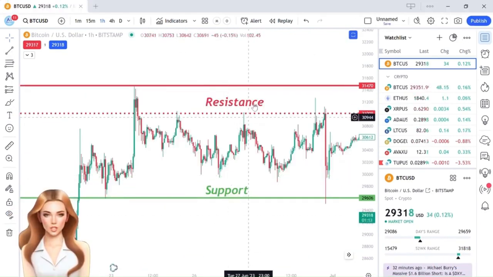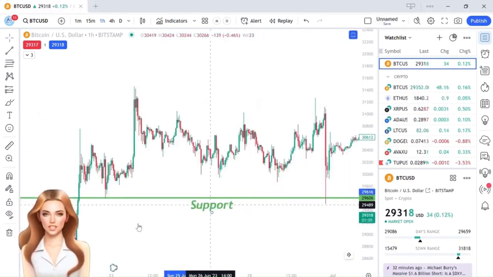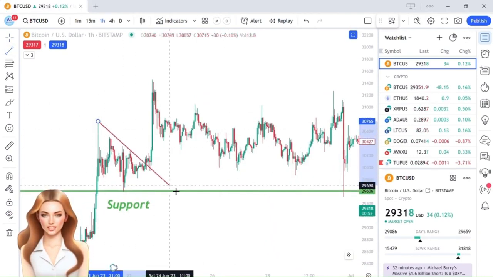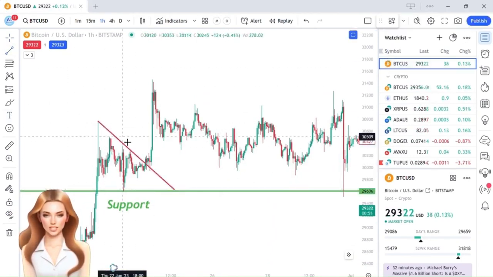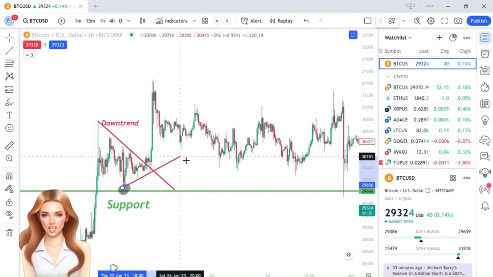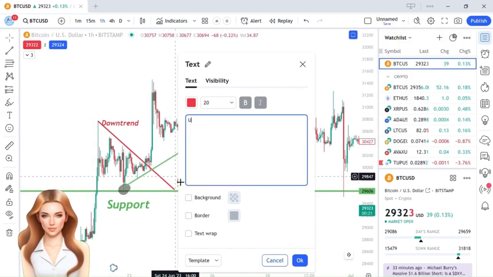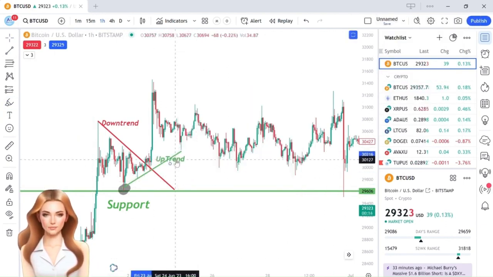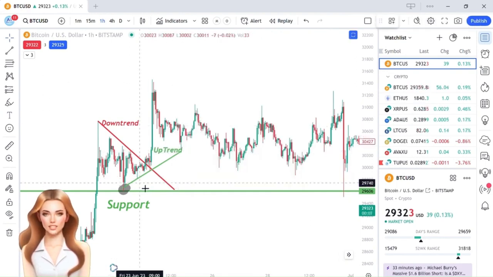First, let's talk about what are support and resistance. You can simply consider support as a point where price comes during a downtrend and starts rising. This means during a downtrend when price reached a specific point, traders or investors start buying, and an uptrend starts.